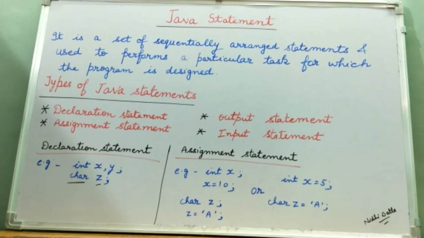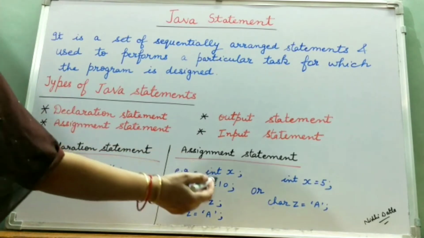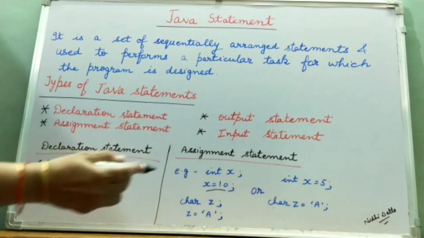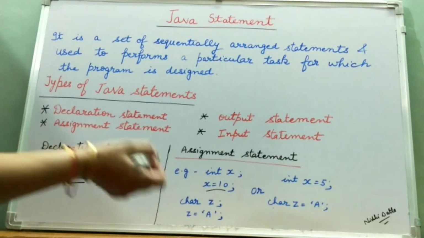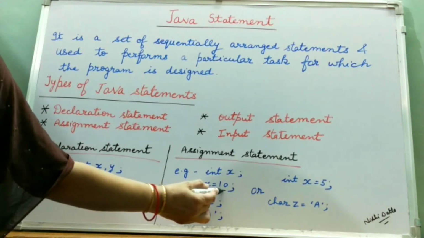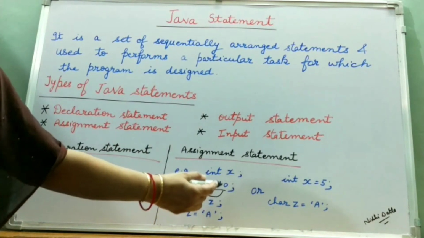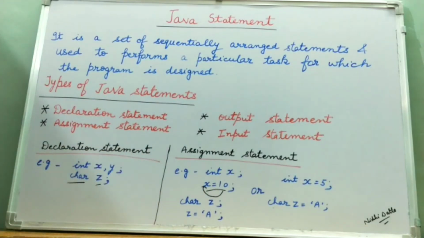Now the assignment statement. Before using a variable in the program, it is necessary to store a value in it. The user is assigning a value to the variable. Otherwise, without a value, the variable is nothing. Like int x, and here the value of x is 10. We are giving the value to the variable. The value 10 is stored in the x variable.